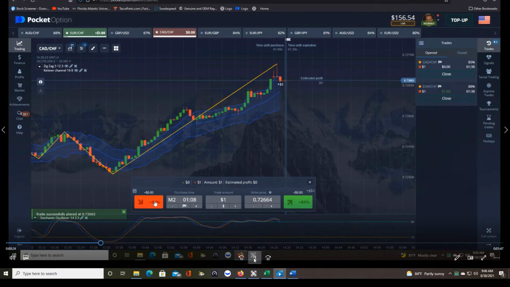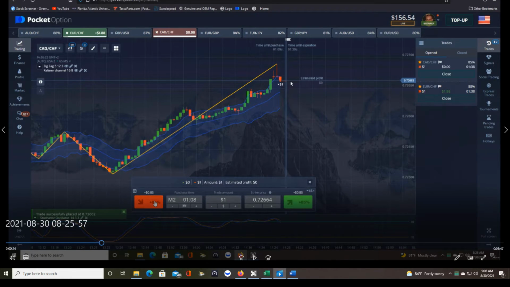All right, and then here's the Canadian Swiss franc currency pair, same exact setup, and the stochastic is pointing down. So now we are ready to place our bet that the price will go down.